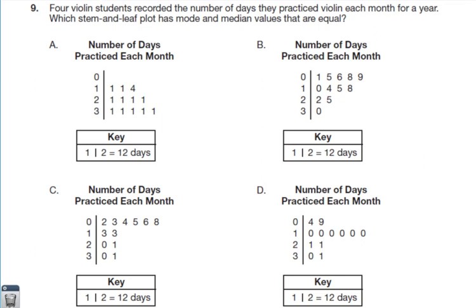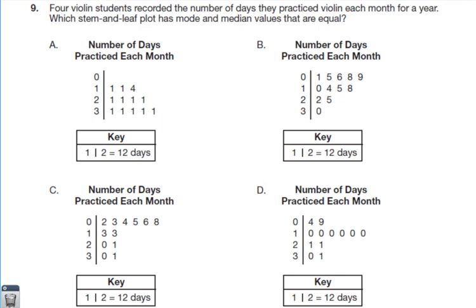It doesn't matter though. So essentially, they just want to know which one of these stem and leaf plots has a mode and a median that are equal. Well, I guess we're just going to have to run through every single choice until we find which one has an equal mode and median.